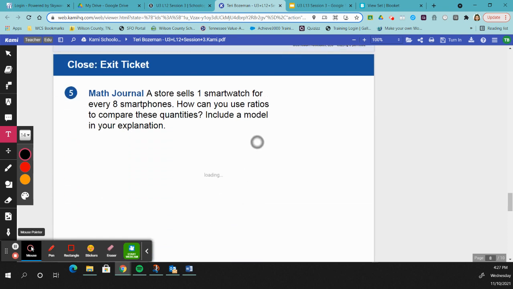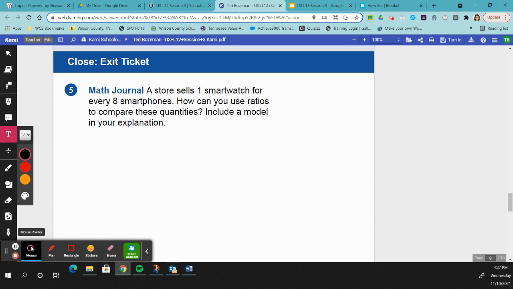Okay, that brings us to the exit ticket. I'm going to read through it with you. I'm not going to explain the whole thing. I want you to do most of this one on your own. A store sells 1 smartwatch for every 8 smartphones. How can you use ratios to compare these quantities? Include a model in your explanation.